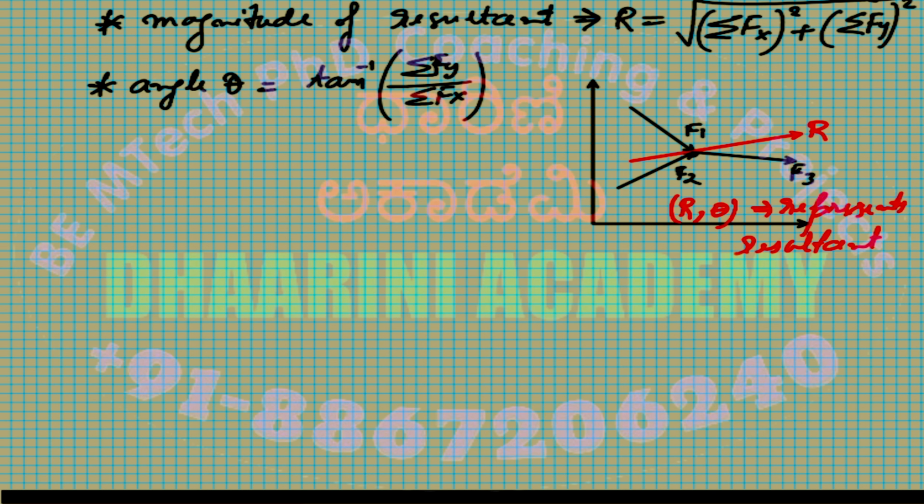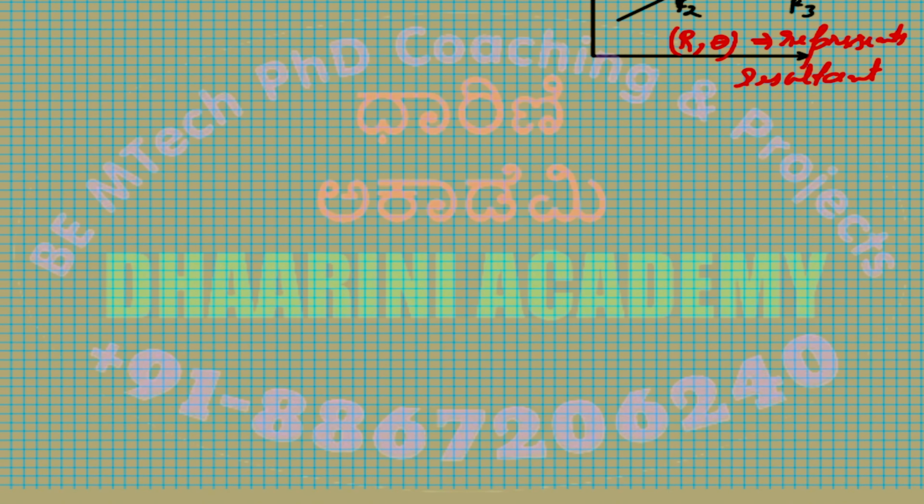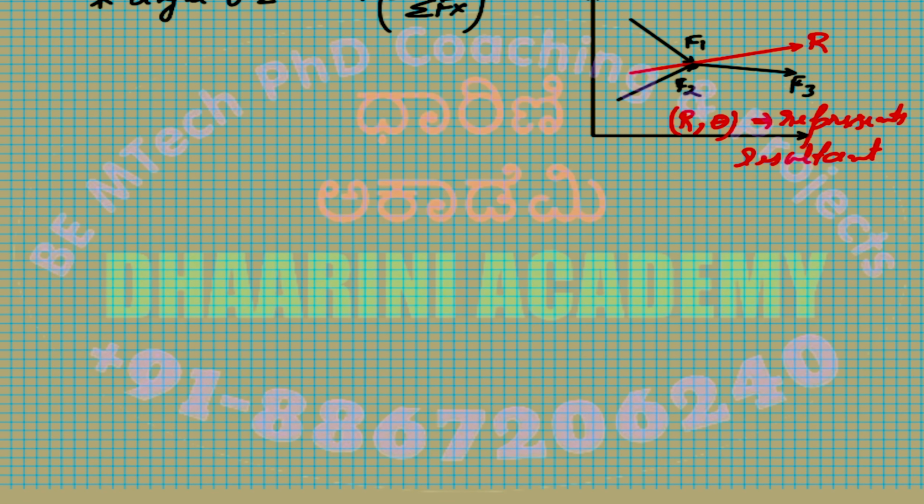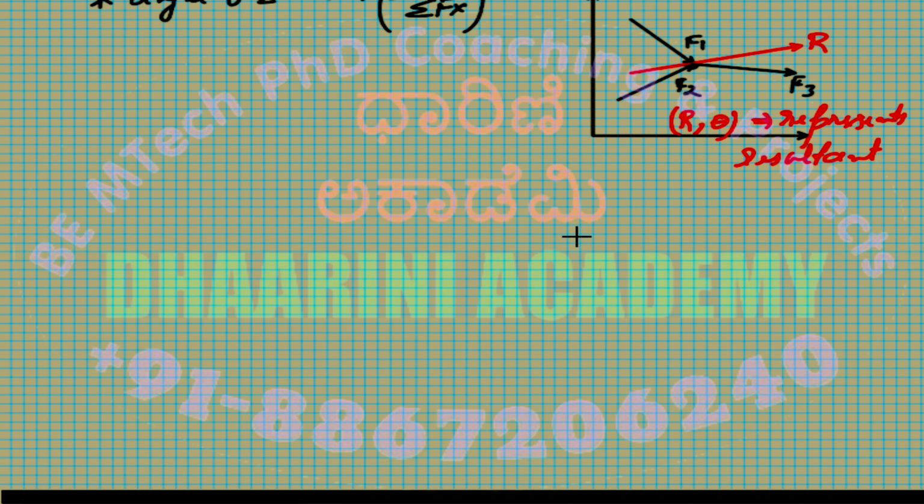Okay. Now let's come back to the example of the coplanar but non-concurrent system. For example, let's take the similar case.